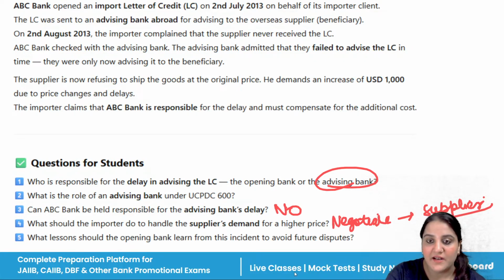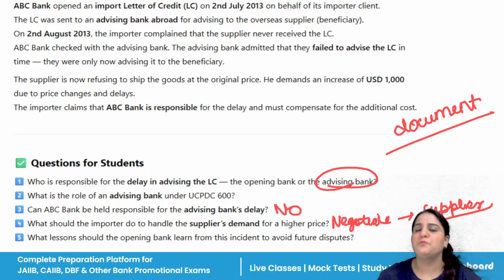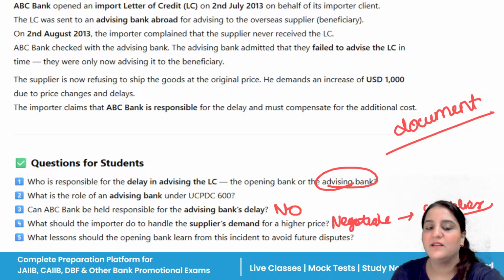Banks deal with the documents only. They are not responsible for any type of disputes between the buyer and the seller.